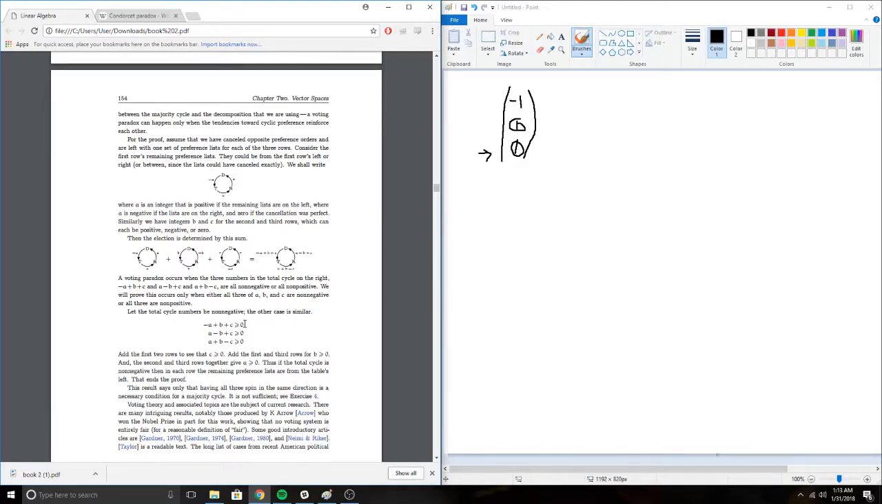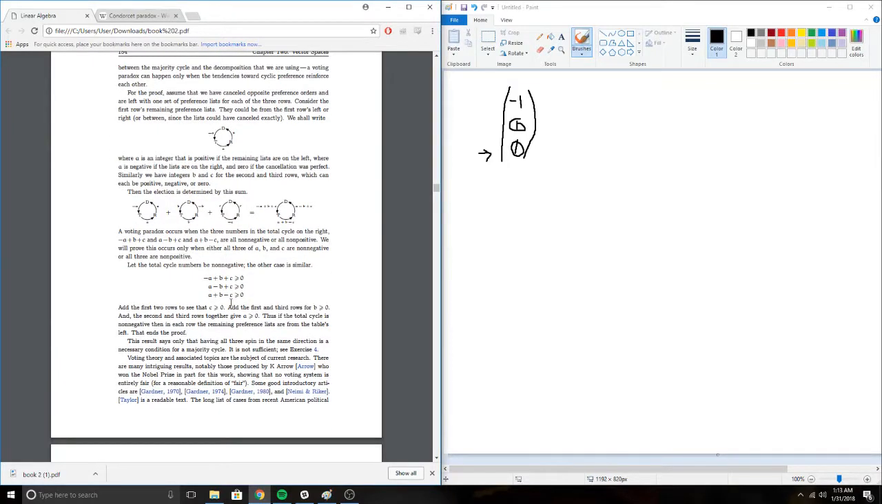So if they're all greater than 0, the first 2 rows show that C is greater than 0, the first and the third rows show that B is greater than 0, and the second and third rows together give A is greater than 0. So if the total cycle is non-negative, then each row's preference lists from the tables are left. That ends the proof.